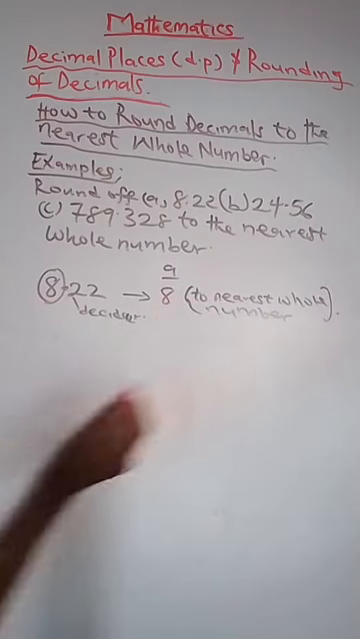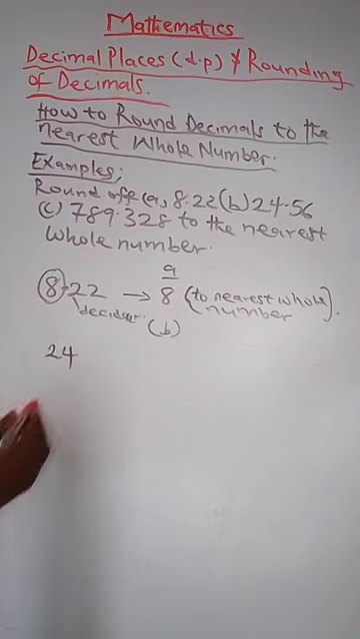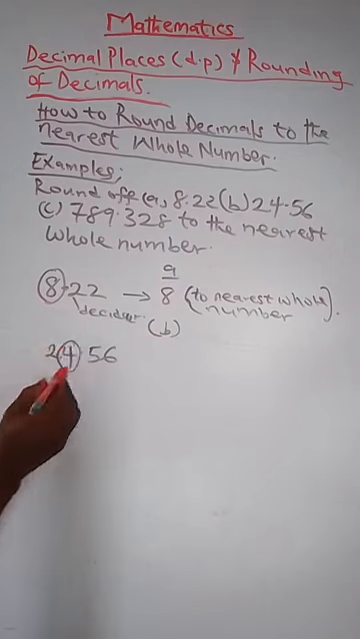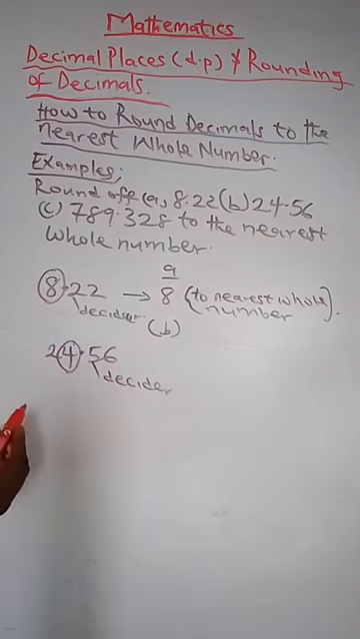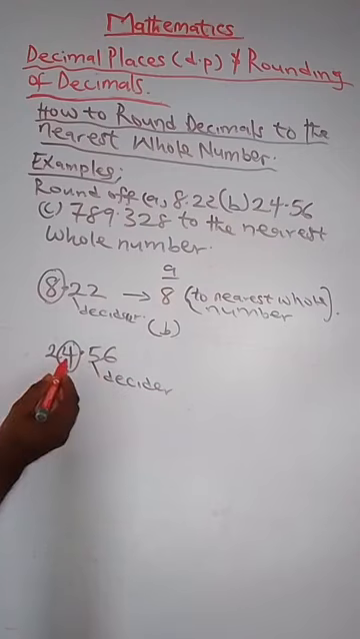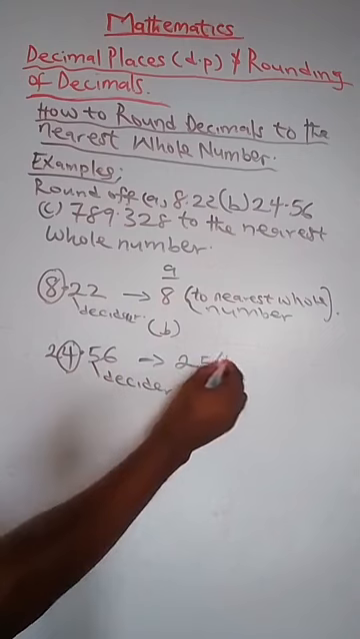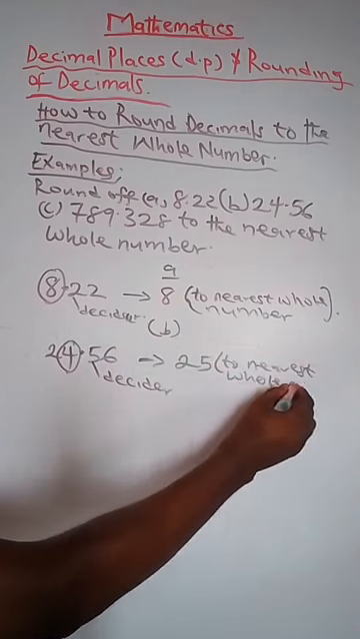Right? Let's look at B. We have 24.56. The nearest whole number is this. And this is the what? Decider. Since the decider is 5 or more, we round up. We change it to 1 and add it to this. So this will be 25 to nearest whole number.